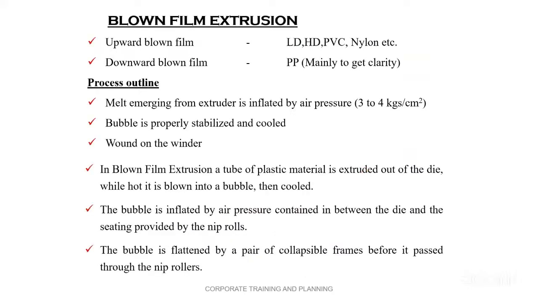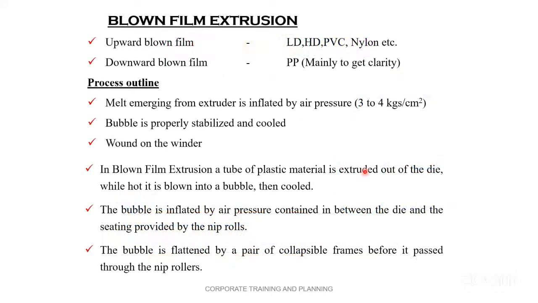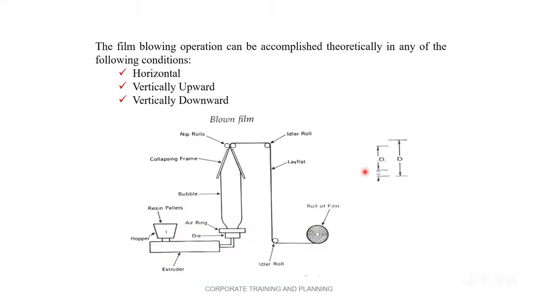Now, if you see here, friend, I told you it is an upward frame, downward. Now the film blowing operation can theoretically be accommodated horizontally too, and vertically upward. I told you for LDPE, polypropylene, not PP, PVC, nylon, we can go vertically upward; vertically downward is only for polypropylene.